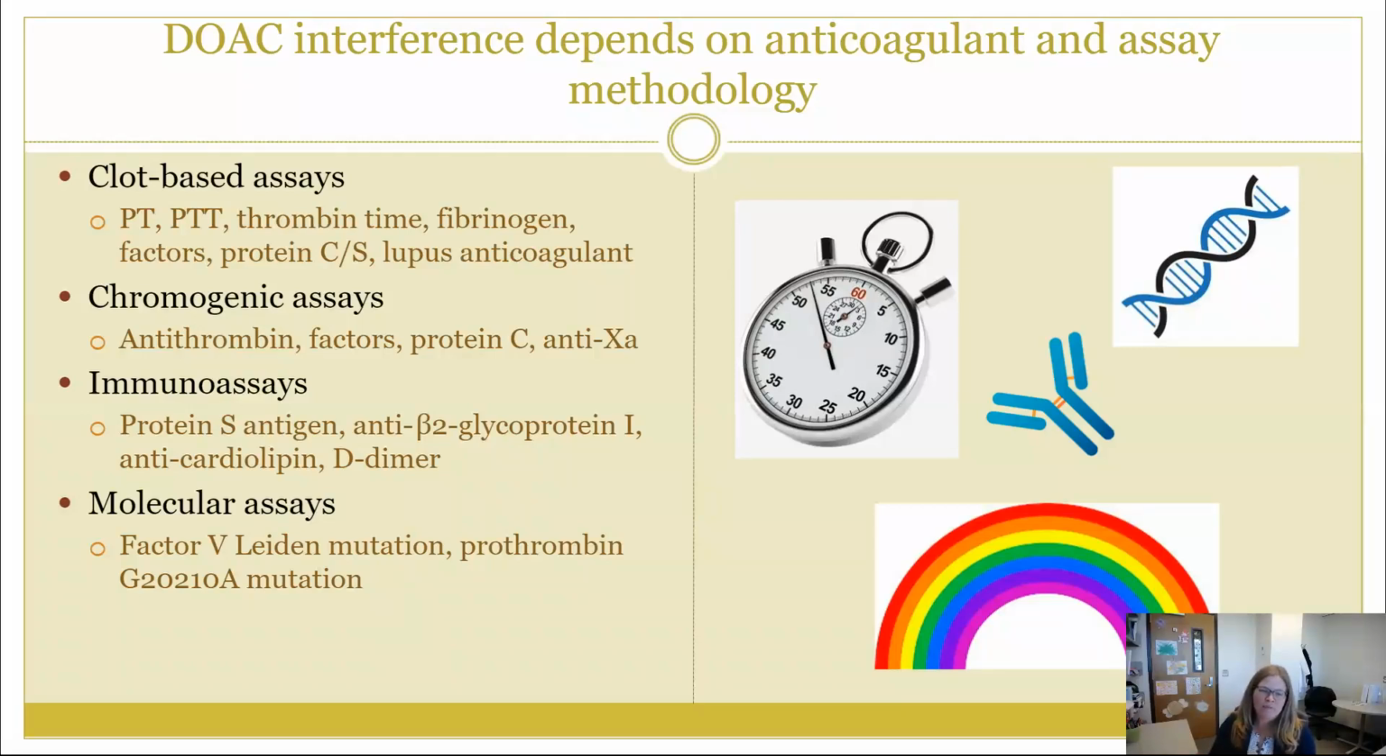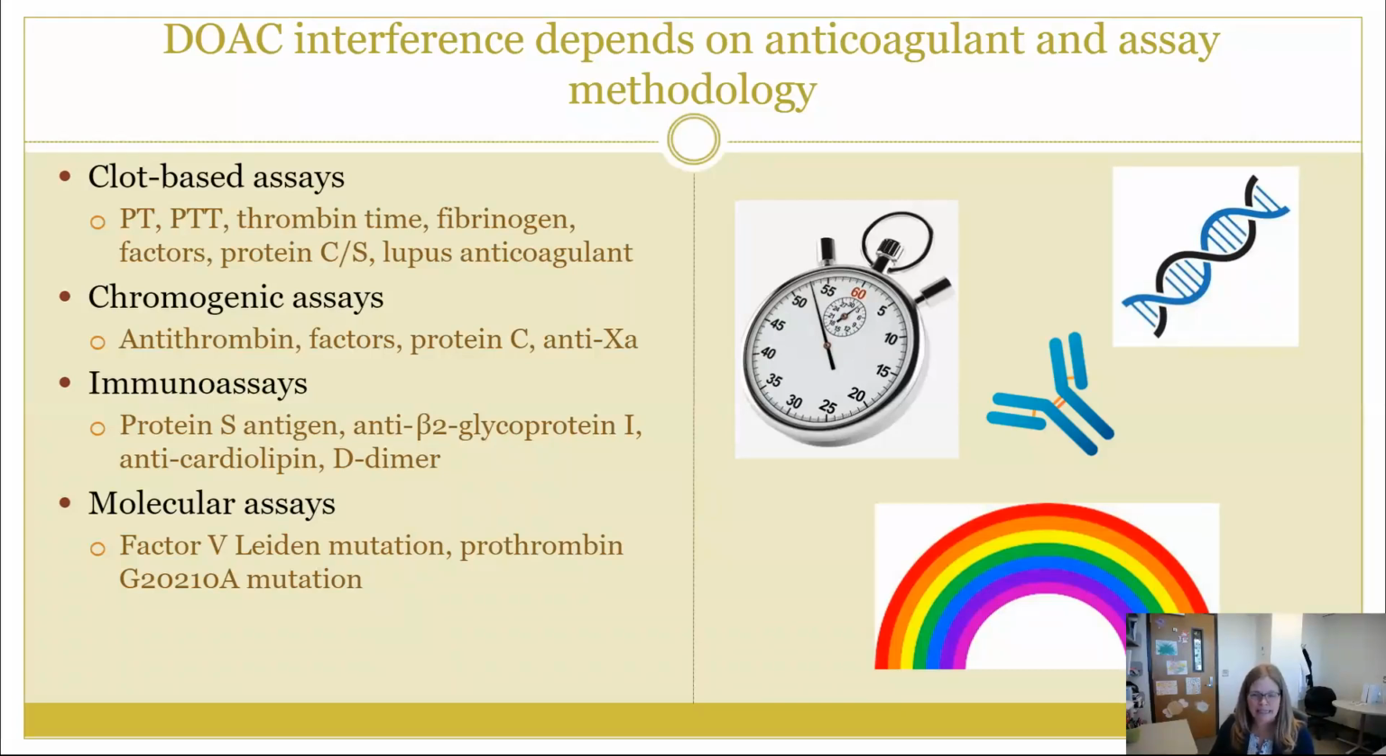And so chromogenic assays are used for antithrombin activity. Certain clotting factors have chromogenic counterparts. So for example, there's a chromogenic factor 8 assay available and also a chromogenic factor 10 assay available. There's also a chromogenic protein C activity assay available, and in addition, an anti-10A based assay that relies on chromogenic principles. The third type of assay methodology that we may encounter are immunoassays.